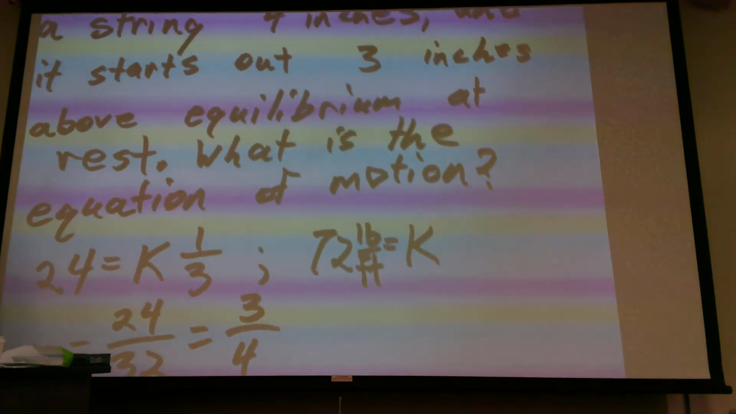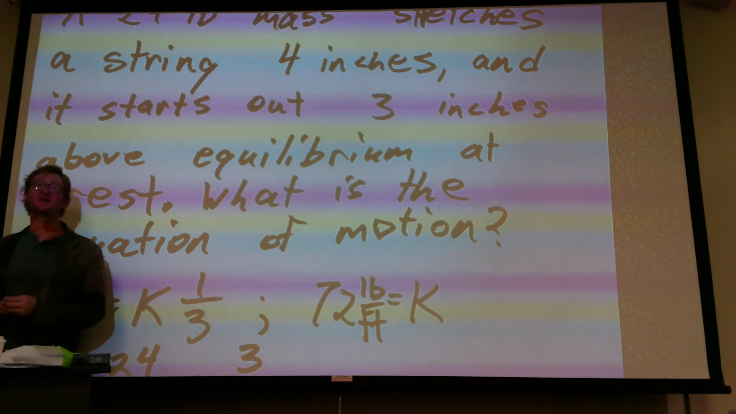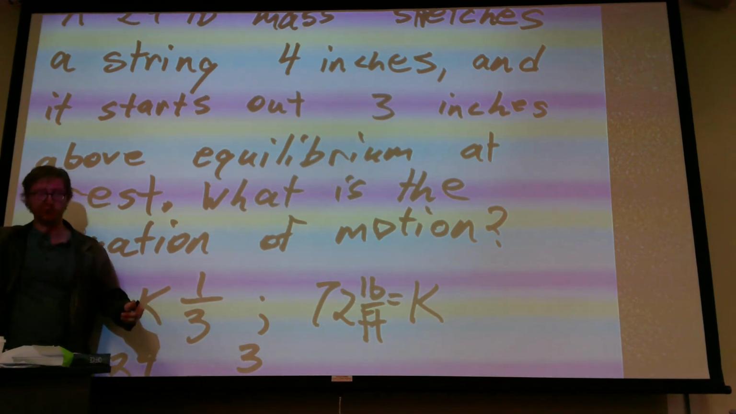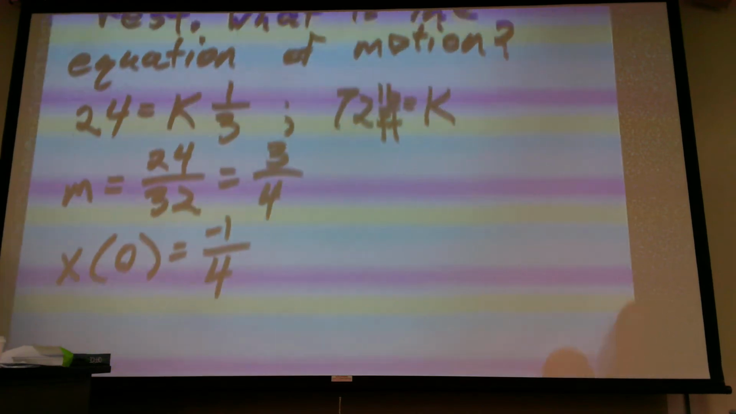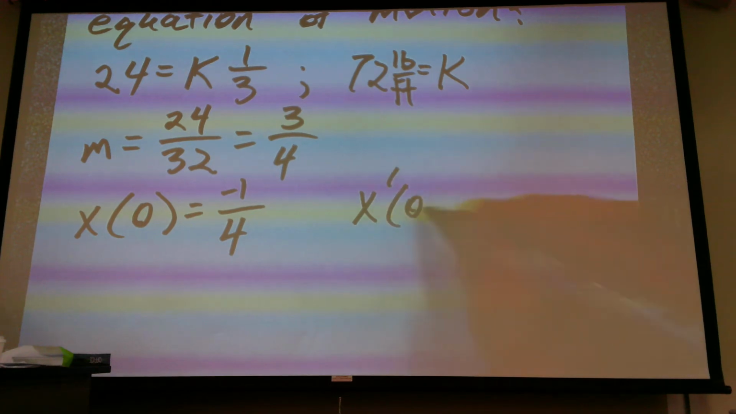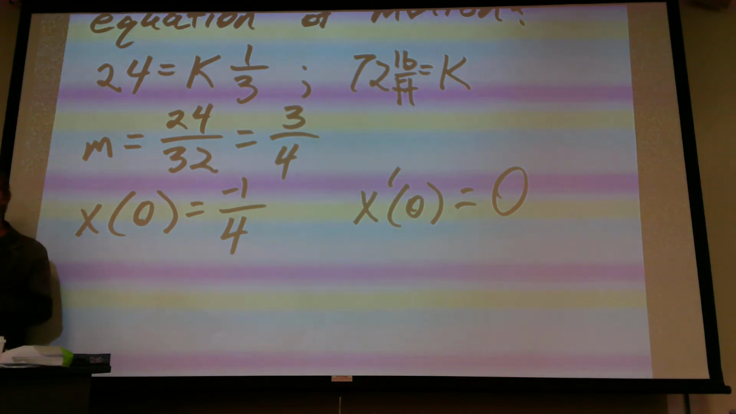And then what is the other statement that it says? This one's actually kind of hidden in there. It says it starts out at 3 inches above equilibrium at rest. What does it mean that it is at rest? It means you held that thing 3 inches above equilibrium and you let it go. You didn't give it initial velocity or anything. You just hold it there and let go and let the string do its own business. So what is that telling us? That's saying that x prime of 0 is going to be 0, starting out at rest. So this is all the information that we need to start forming this problem.